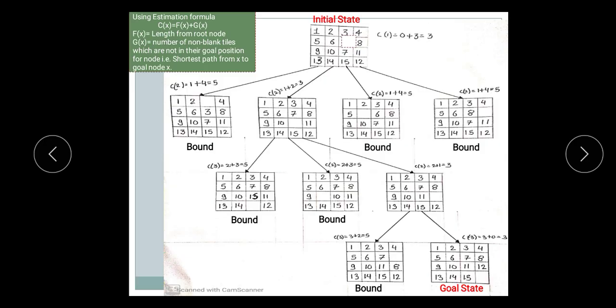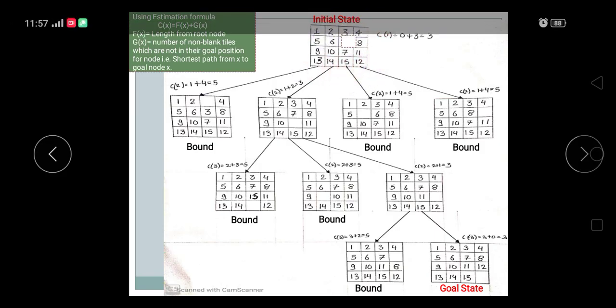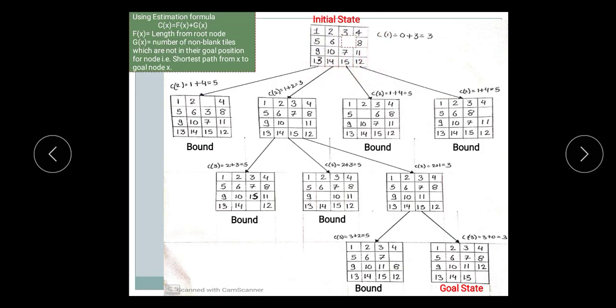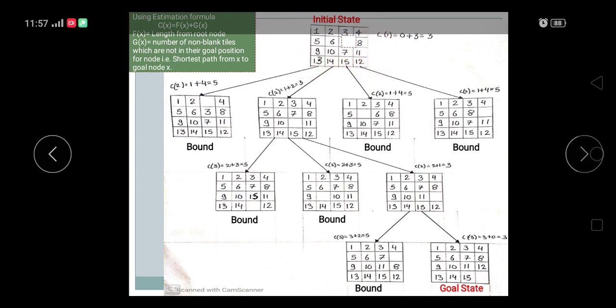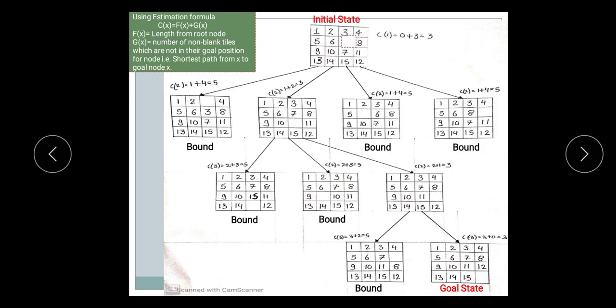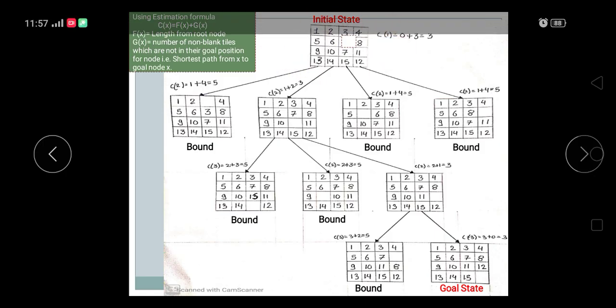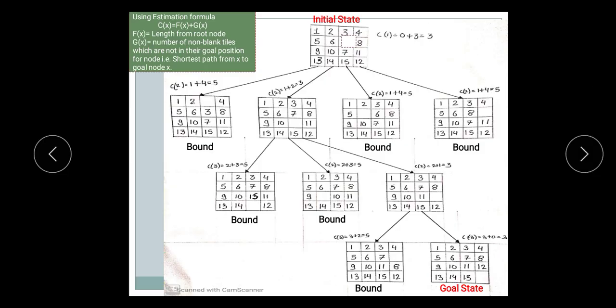So in this initial arrangement we have to find out how many tiles are not at their proper position. If you look here, 1 2 3 4 5 6 are at their proper position, 8 is at its proper position, 9, 10. So the remaining 7, 11 and 12, these 3 tiles are not at their proper position in this initial arrangement. So our g of x becomes 3. I hope you understood how we will calculate the g of x.